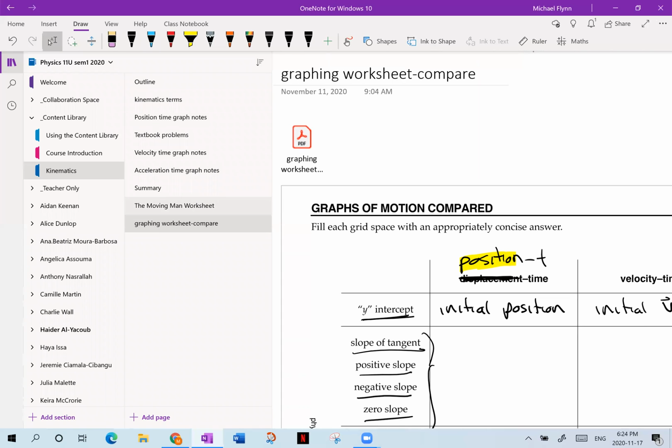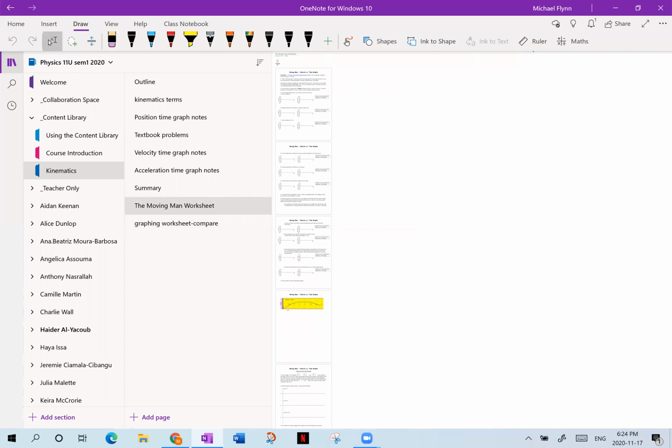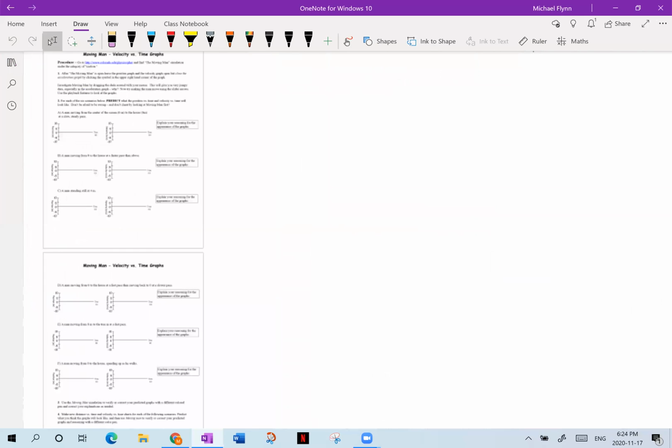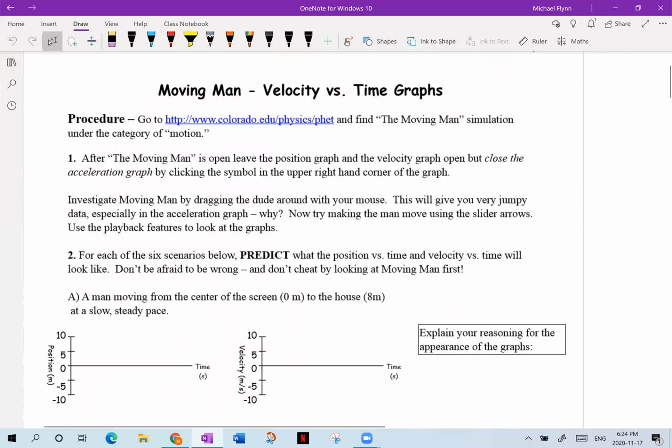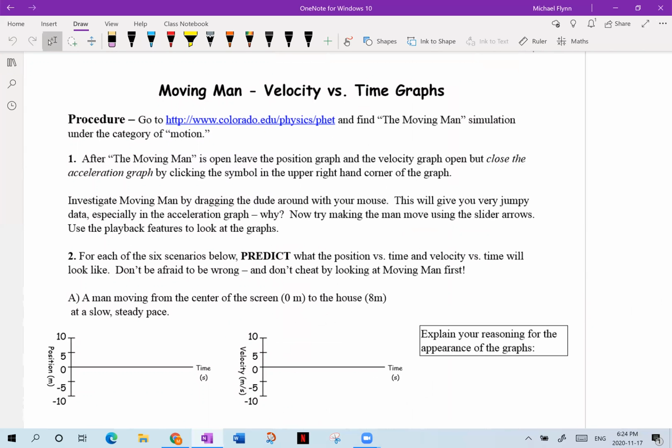It's called the Moving Man worksheet. Now, you have seen me use this applet in class. Okay, you saw me use it today. So now, the Moving Man. The Moving Man is the applet where the man is moving back and forth. I'm not sure if I showed you that today. I think I did.